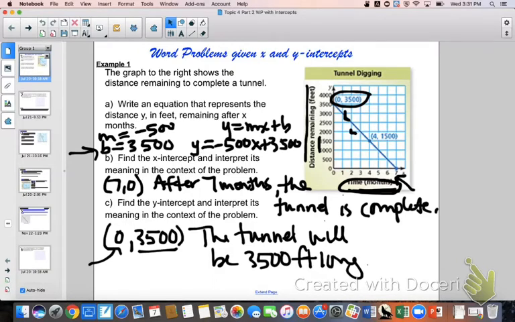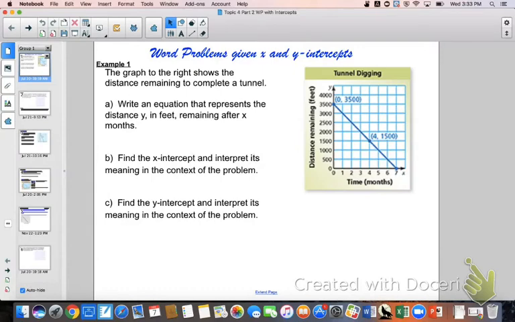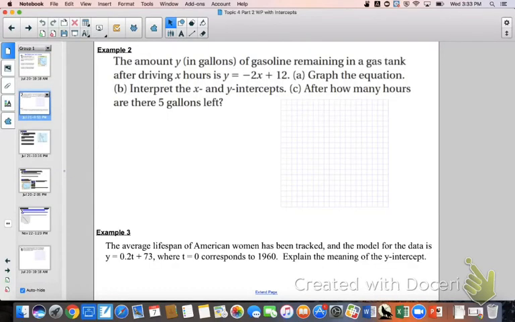Okay. All right, let's go on. We've got 2 more examples. All right, so the next one. The amount y in gallons of gasoline remaining in a gas tank after driving x hours is y equals negative 2x plus 12. Graph the equation. So y is the number of gallons of gasoline remaining in a gas tank after driving x hours, so this is the number of hours.